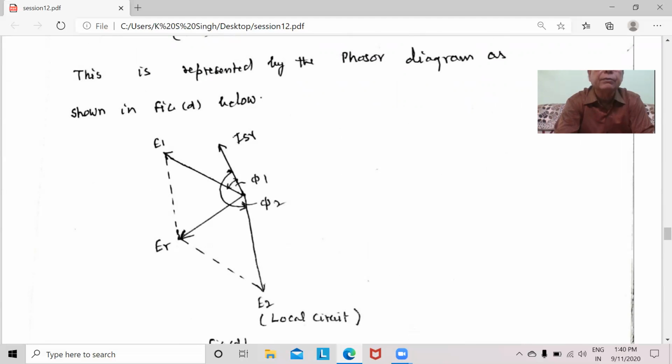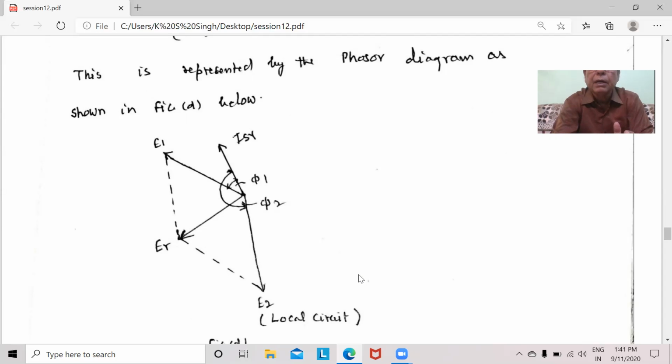E2 is the same, but due to the driving torque being provided, E1 will be increased, and it shifts in this direction. The resultant of E1 and E2 is ER. This ER will circulate an inner circuit current ISY. This current is at 90 degrees with ER and along with E1.